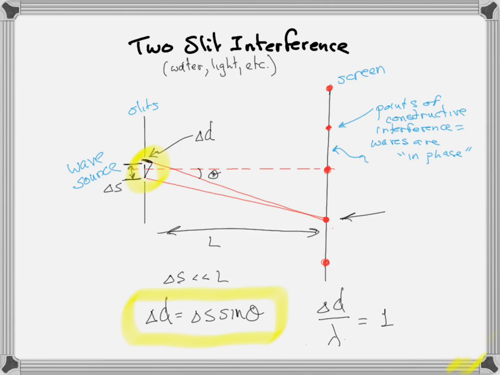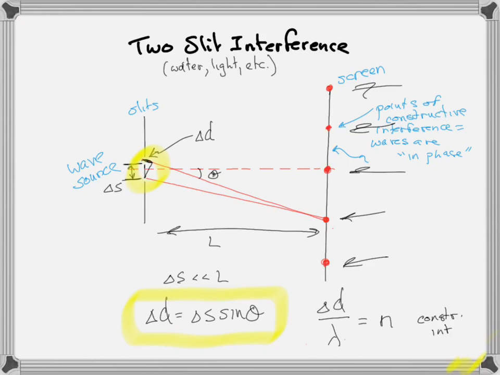Delta D must be 1 lambda, that we've shifted everything by 1 wavelength. Or, in general, delta D over lambda is equal to n for any of the points of constructive interference. So delta D over lambda is n for constructive interference.